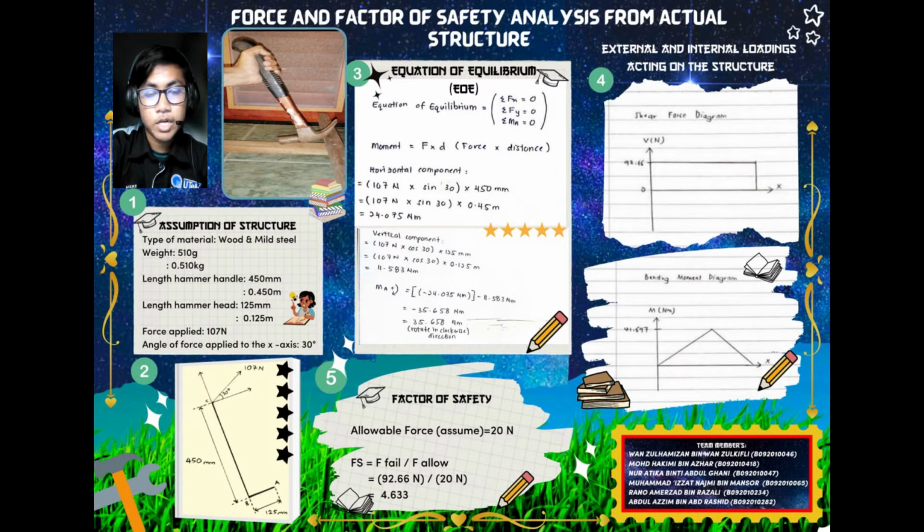And for the moment at point A, we use the clockwise direction as positive, so negative 24.075 Newton meter minus the vertical component, which is 11.583 Newton meter. We get the value of negative 35.658 Newton meter. So since we use the clockwise direction as positive, the value becomes positive 35.658 Newton meter, rotating in the clockwise direction. So that's all from me.